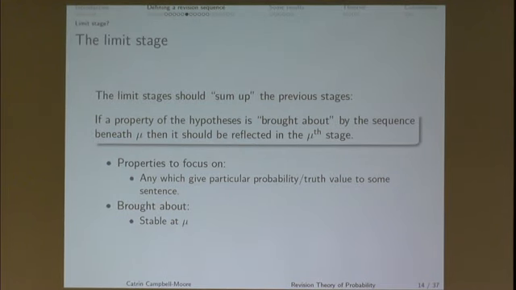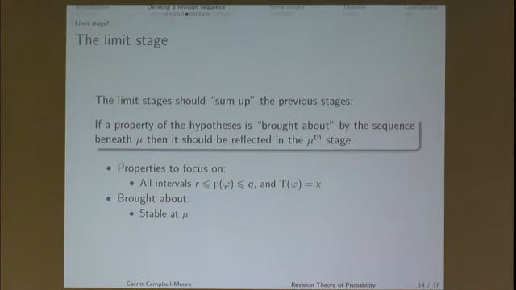Okay, and this is the reformulated criterion. That's just any properties which assign a particular probability or truth value to a sentence. But we just said that's not enough, we need to do more. We should also look, for example, at intervals. If the probability is stably in some interval, then it should be in that interval at the limit stage. And that will get us the feature that the probability of the liar becomes a half. And we should also have truth values being certain things.